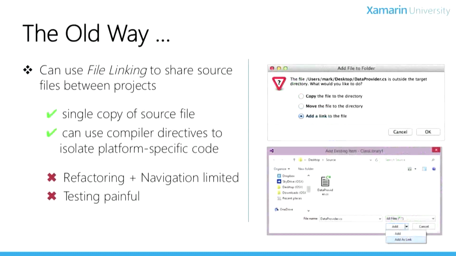File linking was once the mandated way to share code across platforms. It's quite easy to use. You create a source file or asset in an associated project of some kind. This can be a class library or even one of the platform projects. Then you add a link to that file into your platform projects. This means that the same physical file is associated to multiple projects and compiled into each project.